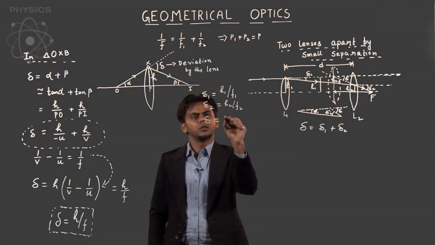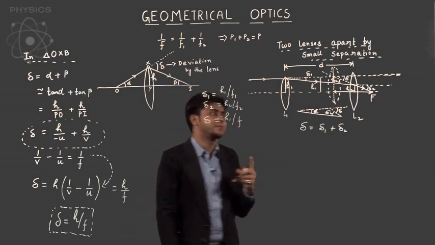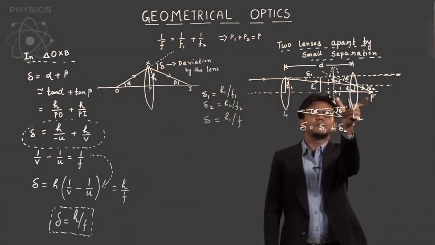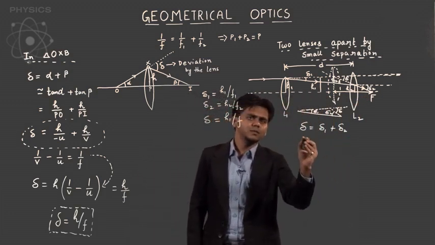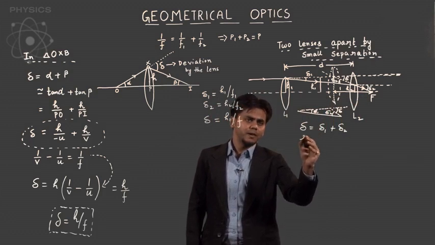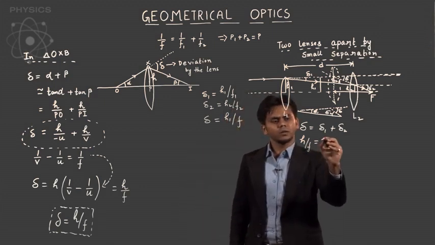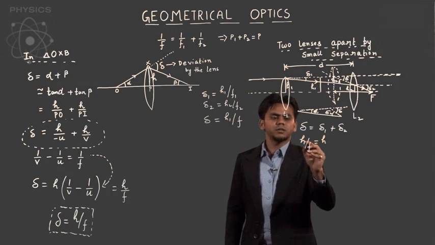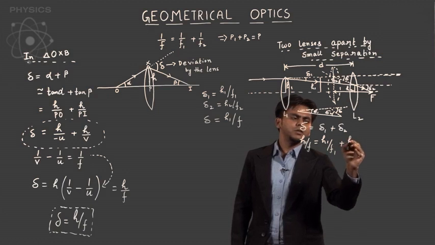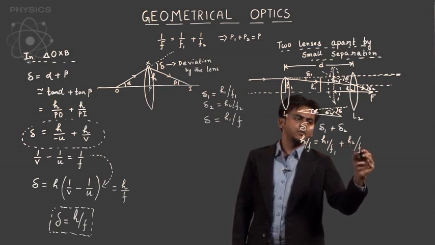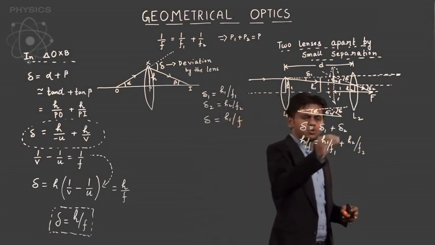Delta would be equal to H1 by resultant F, right? This is your resultant F, this length over here. And I also know that delta is equal to delta 1 plus delta 2, which means your H upon F is equal to, rather this is H1, right? So write H1 over here. H1 upon F1 plus H2 upon F2. Now I need to get rid of this H1, H2, H.